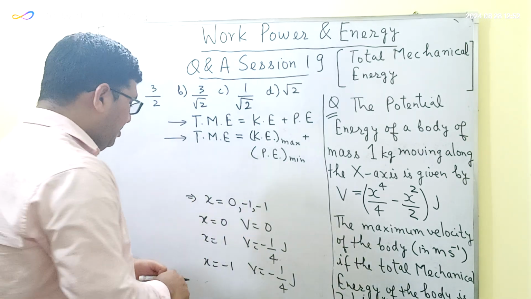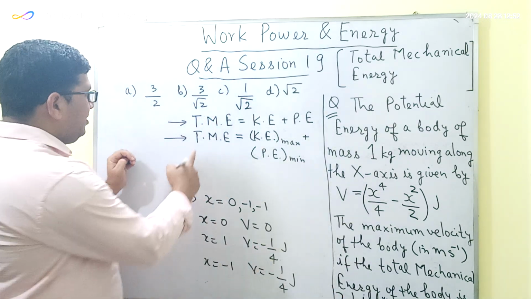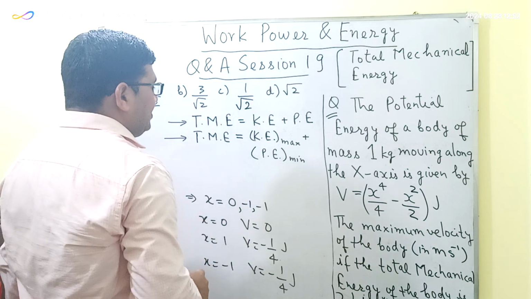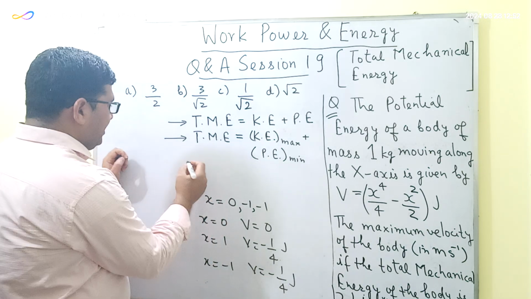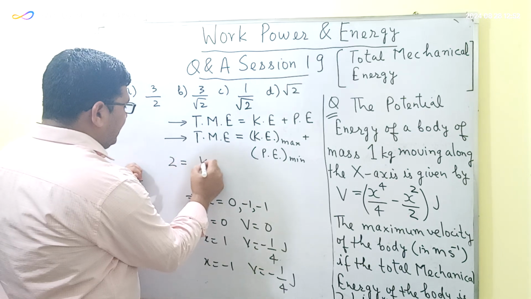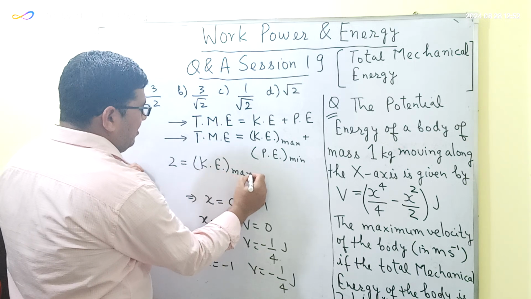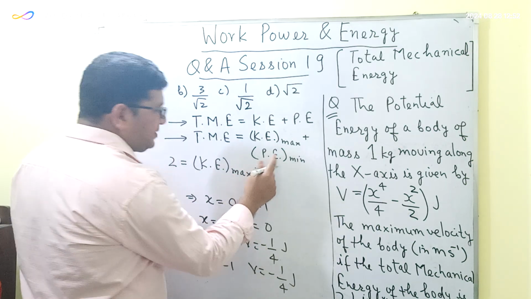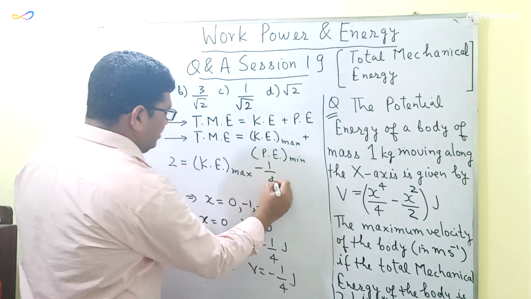Now, the total mechanical energy of this body is 2 joules. So I will be using this equation, that is total mechanical energy is equal to the sum of maximum kinetic energy and the minimum potential energy. Now the total mechanical energy is given as 2 joules, the maximum kinetic energy is to be found out, plus the minimum potential energy, which is equal to minus 1 by 4 joules.